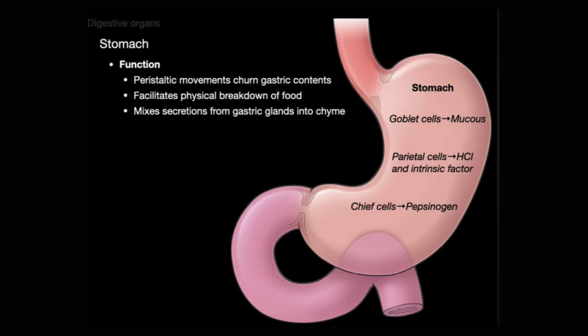And then the next cells are the parietal cells. Those parietal cells are going to produce hydrochloric acid and intrinsic factor for vitamin B12 absorption as well.